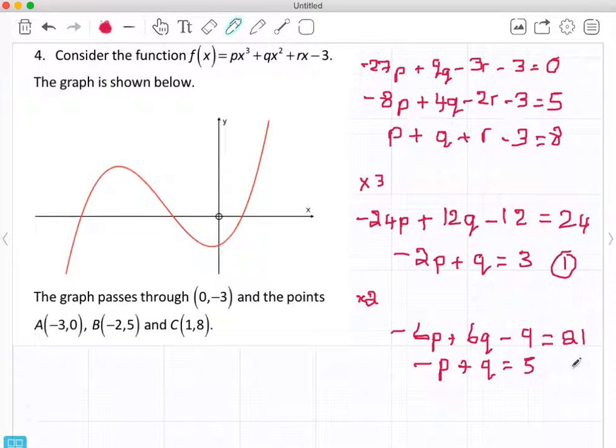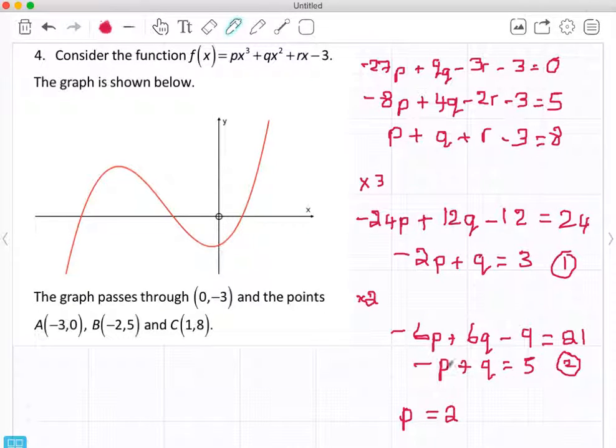Now you can double check all my algebra there, or if you need to go over anything again, just pause it and have a look. But basically I ended up with 2 equations with 2 unknowns, and I'm going to do equation 2 take away equation 1. So minus p minus minus 2p is going to give me p. Q minus q is nothing. 5 take away 3 is 2. So I've got p there.